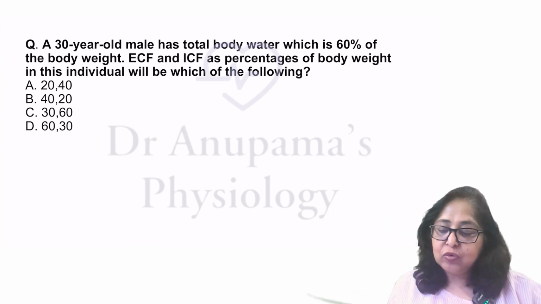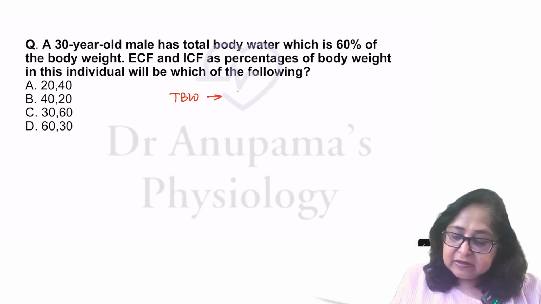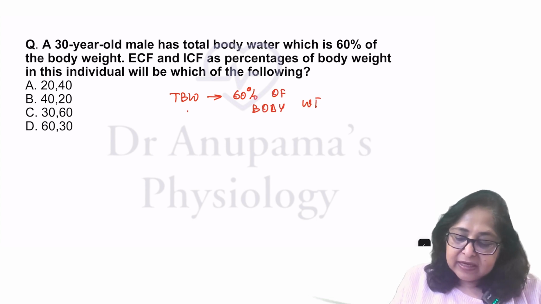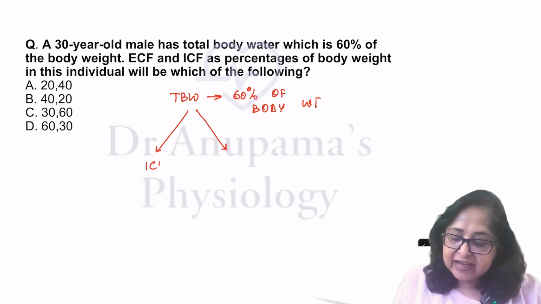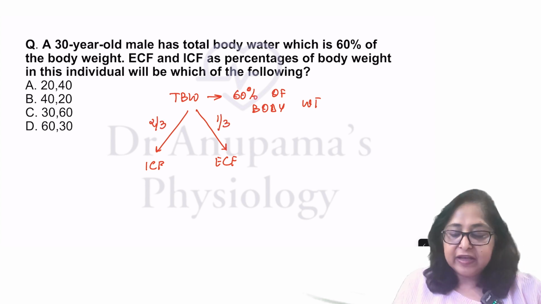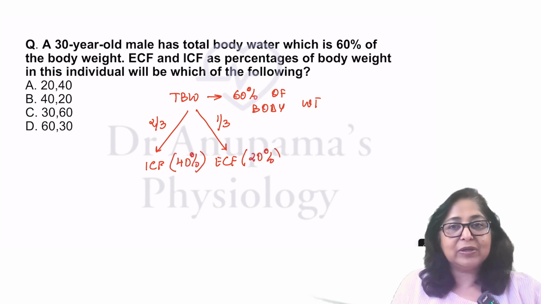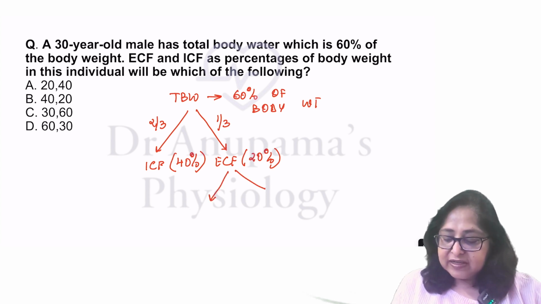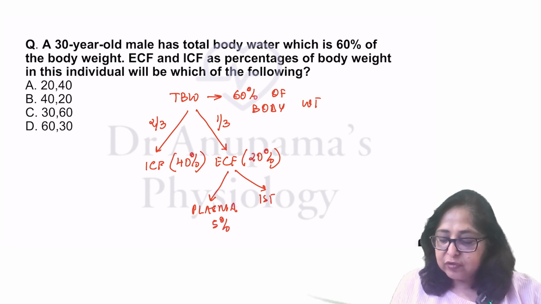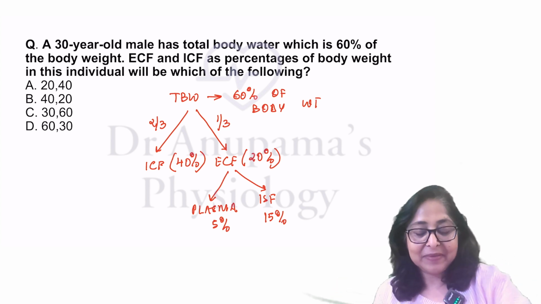A 30-year-old male has a total body water which is 60% of the body weight. So normally the total body water is 60% of the body weight. This total body water is divided into two compartments, ICF and ECF. 2/3 of the body water is in the ICF, 1/3 in the ECF. In terms of percentages of body weight, ICF is 40, ECF is 20% of the body weight. ECF is further subdivided into plasma, which is 5% of the body weight, and interstitial fluid, which is 15% of the body weight. 3/4 of the ECF is in the interstitium.